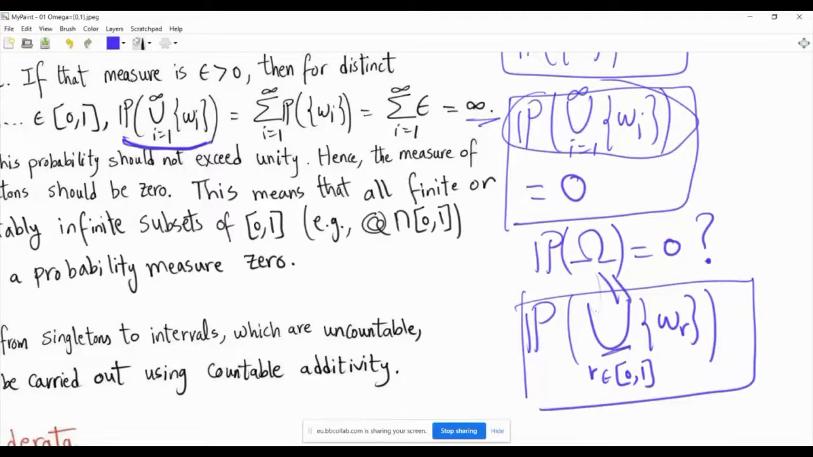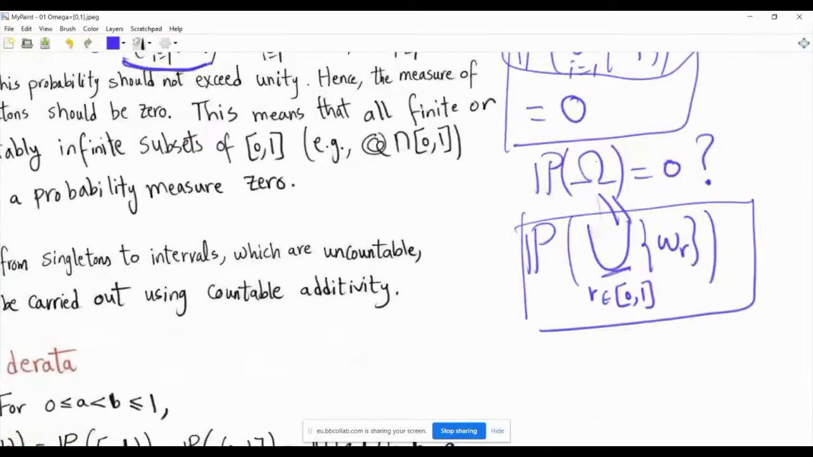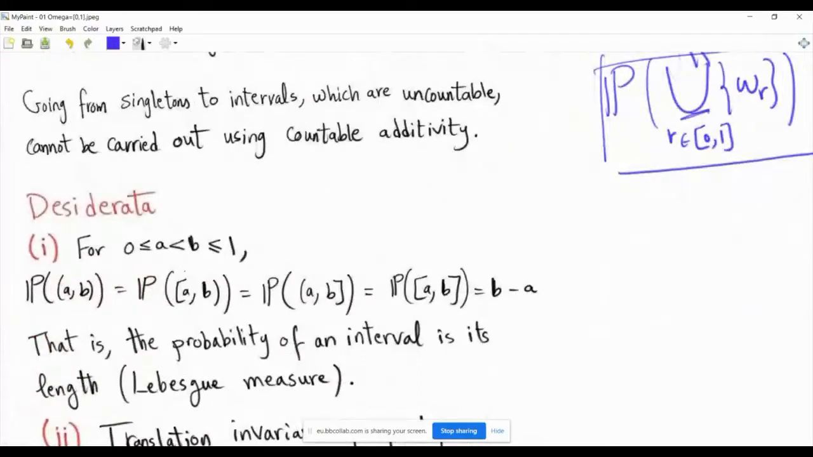Okay, because the union here is not on the natural numbers or any set that is equicardinal to the natural numbers. Okay, so here, what should we do now? Since the singletons are assigned probability 0, we will assign probabilities directly to intervals. Okay, so we will do this. We will make the probability of a given interval equal to the length of the interval. Okay, so this is the first thing that we will do.